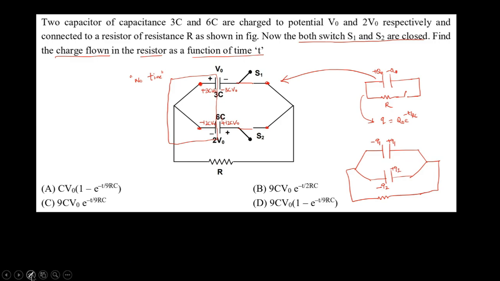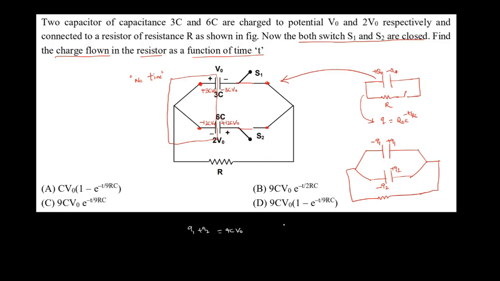Then we can write that the total charge, Q1 plus Q2, is equal to 9CV naught, since it is 12CV naught and minus 3CV naught, so the total will be plus. On the left side plates it is negative.